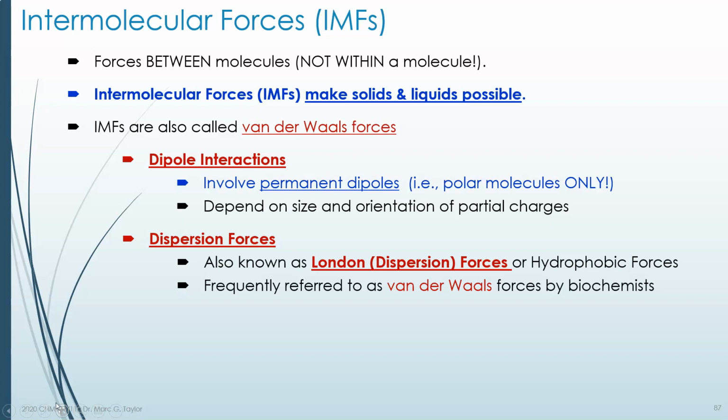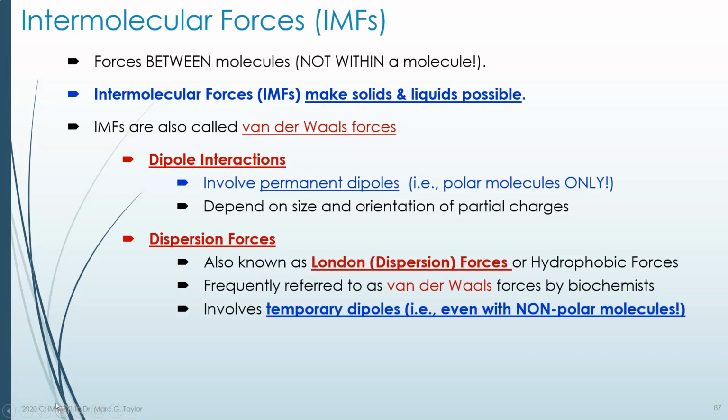So these are molecules that involve temporary dipoles, what we call spontaneous dipoles that happen by chance. And they can happen even in very nonpolar molecules. In fact, both of these interactions can happen in polar molecules, but nonpolar molecules can only take advantage of the London dispersion forces. Nonpolar molecules can never use the dipole-dipole interactions.